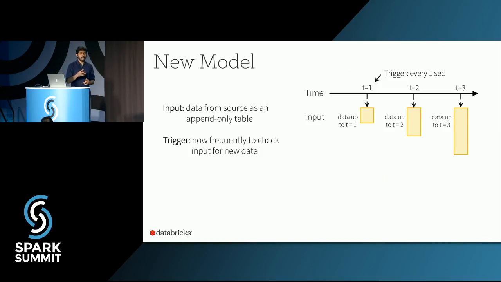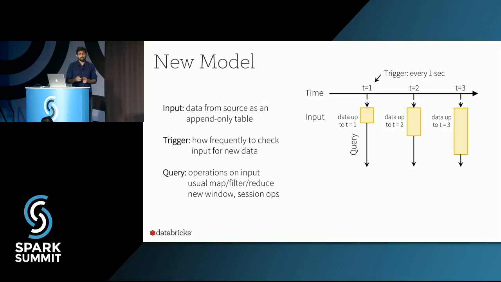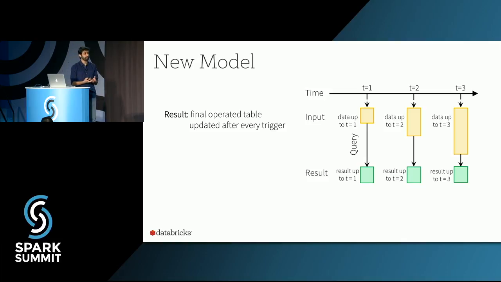Let's say you have an input stream, which you can define as a conceptual input table, and every time you look at that input table, it's growing in size. So if, let's say, every trigger interval of 1 second, you look at the table, it is growing continuously in size. And now you can define your usual queries on top of this table, and what you get is essentially a result table, which is also changing in size and content as new data is added to the input table.